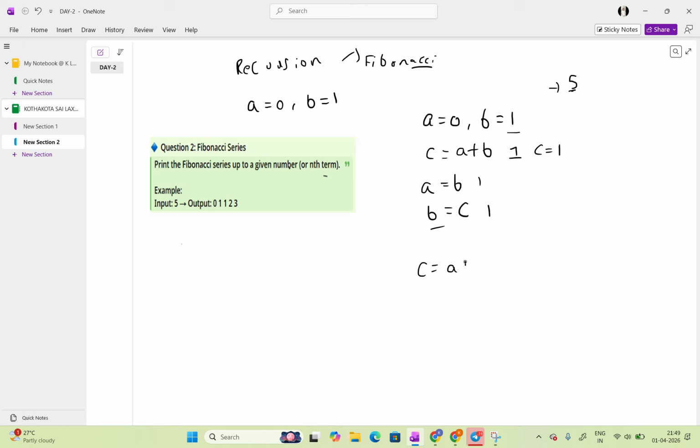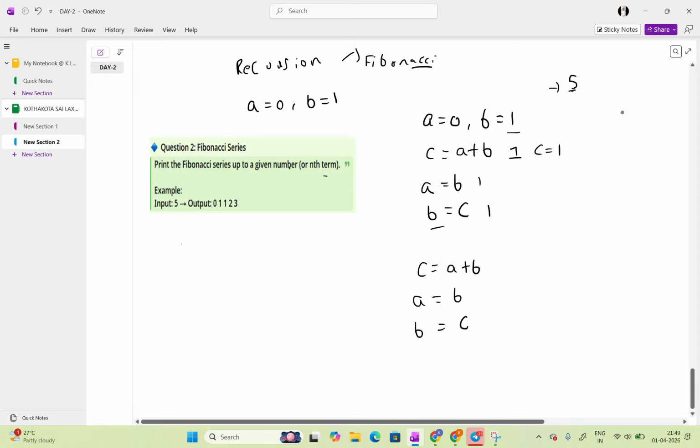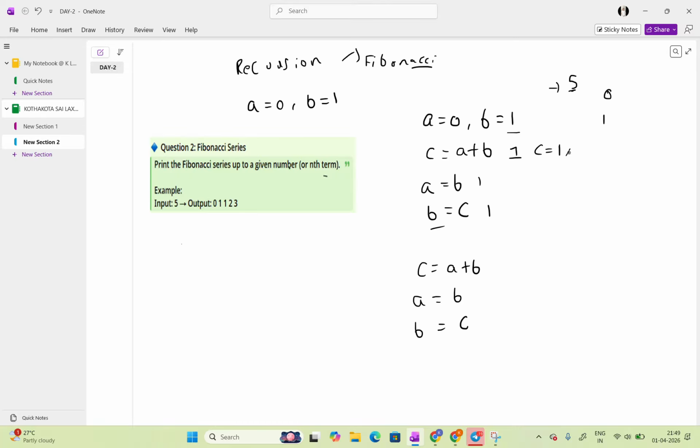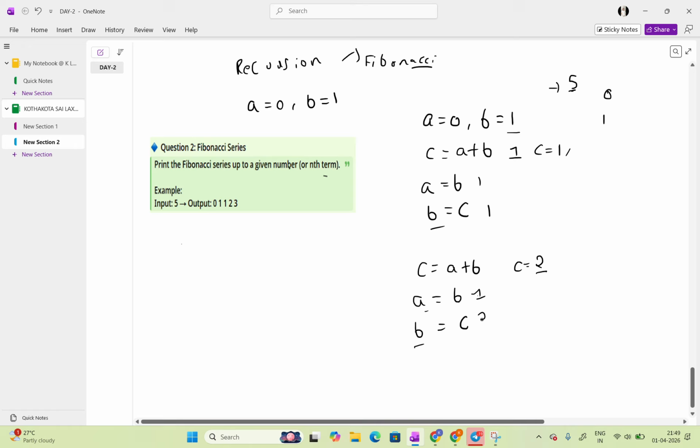c is equal to a plus b, a is equal to b, and b is equal to c. For the first, 0, 1 will be there, then 0, 1 and 1. Now a has 1 and b also has 1, so we get output 2. Again a is equal to b, so a will be 1, and b will be c, which I'm just copying into b.